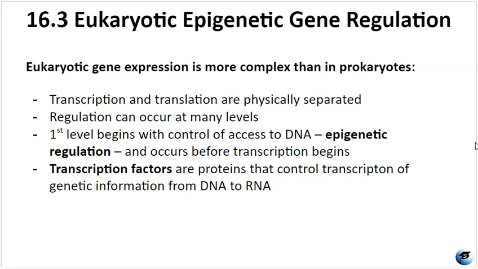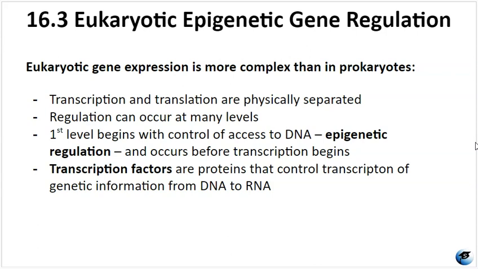Transcription and translation, the two fundamental processes of gene expression, are physically separated in eukaryotic cells, and this provides multiple opportunities for regulation, as we saw earlier. The first level of regulation starts before transcription even begins, and it involves controlling access to the DNA through what is called epigenetic regulation. Epigenetic changes can modify how tightly the DNA is wound around histone proteins, influencing which regions of DNA are accessible for transcription. This early control process sets the stage for the subsequent gene expression.